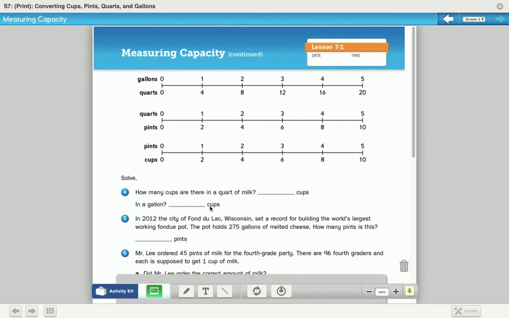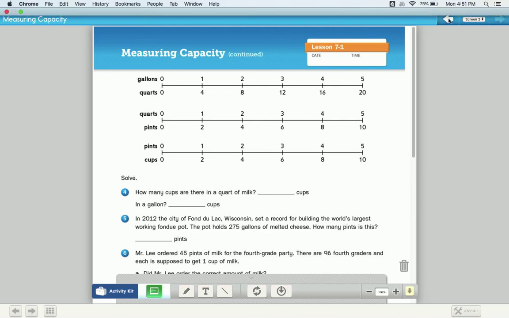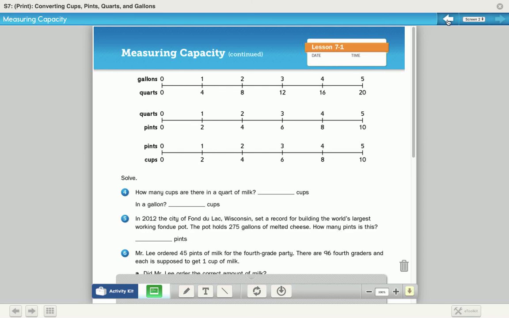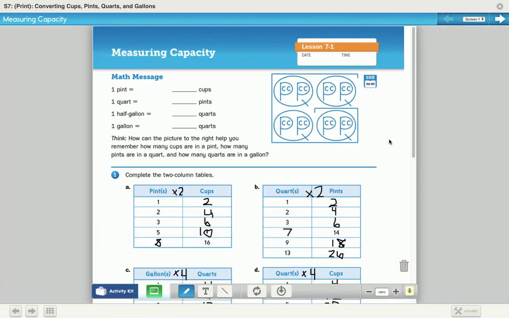And how many cups would be in a gallon? So again, if we go back to our picture, in a whole gallon, how many cups are in that whole thing? We have 2, 4, 16.